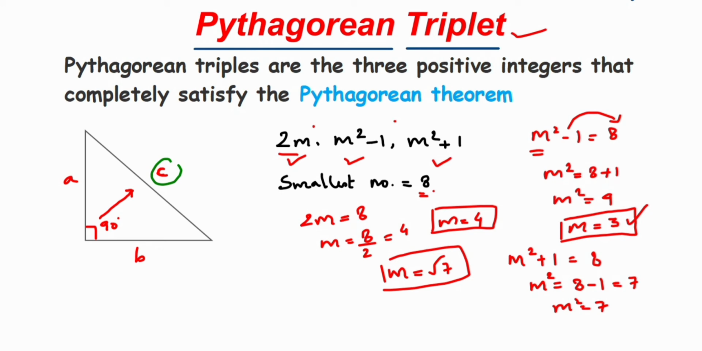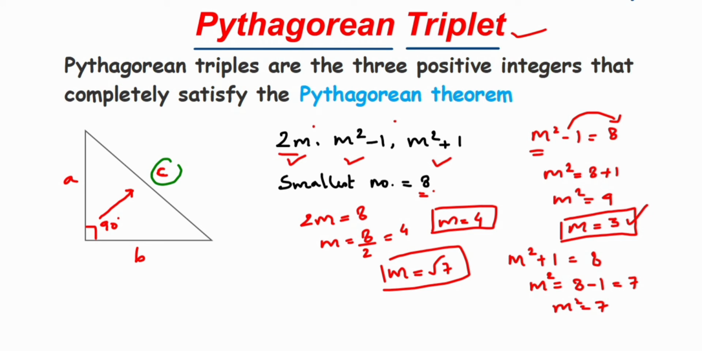So you can take any one and write down, let 8 is equal to 2m, or let 8 be equal to any one of them, and you can find out. So your answer can vary here. It need not match your textbook answer. This formula 2m, m square minus 1, m square plus 1 is given in the textbook.